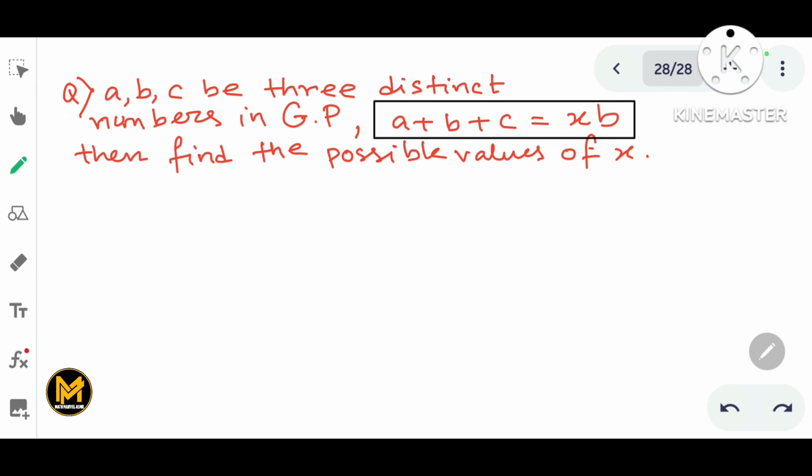Welcome to Math Marvel ASMR. Today our question is: a, b, c are three distinct numbers in GP such that a plus b plus c is equal to x times b. Then find the possible values of x, that is, we have to find the domain of x, how many values x can assume.